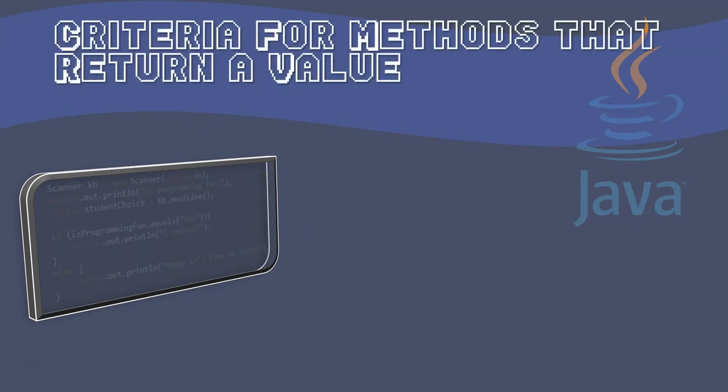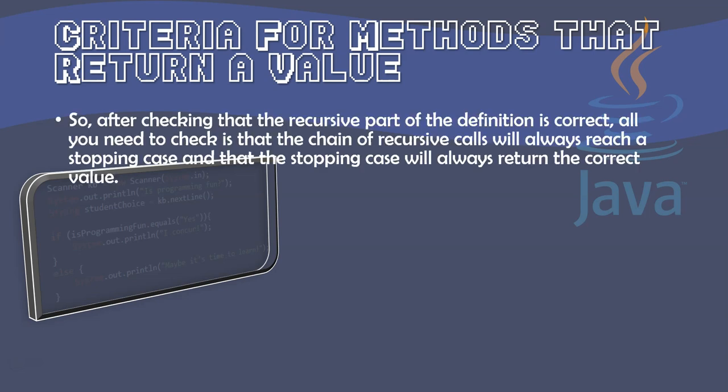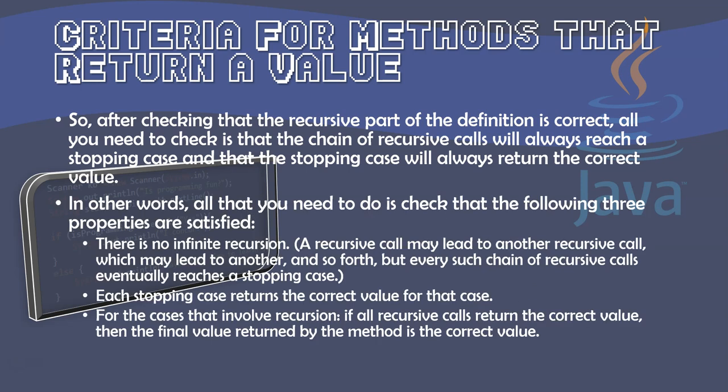Now, what are those criteria if we have, for example, a method that returns a value? After we check the recursive part of our definition, making sure it's correct, all we need to check is that the chain of recursive calls will always reach a stopping case, and that the stopping case will always return the correct value. In other words, all you need to do is check that the following three conditions are satisfied. First off, we have no infinite recursion. Remember, a recursive call may lead to another recursive call, which may lead to another, and so forth, but every chain of recursive calls eventually does have a stopping case. Each stopping case returns the correct value for that case. And for the cases that do involve recursion, if all recursive calls return the correct value, then the final value returned by the method is the correct value.